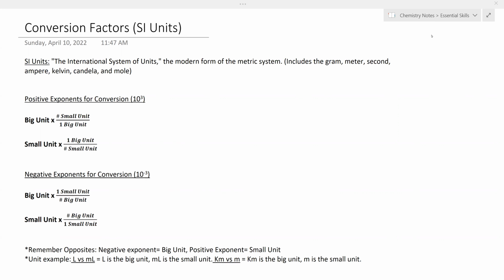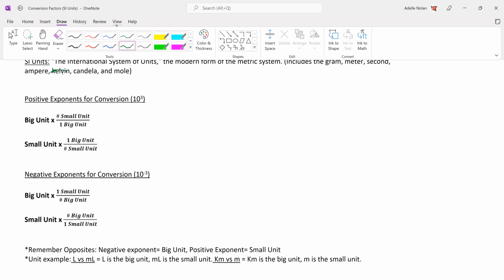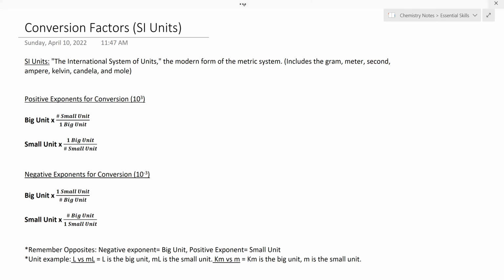SI stands for the International System of Units. This is the modern form of the metric system, which includes the gram, the meter, the second. I guess it even includes Kelvin. But, as I said, some of these are going to have different conversion rules than the units we're going to talk about, which are all written down here. So this doesn't matter too much. It's just a good definition.